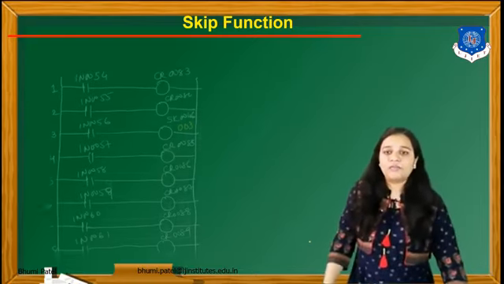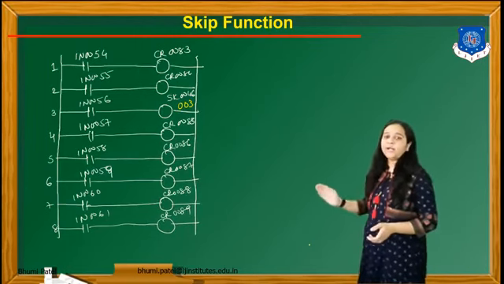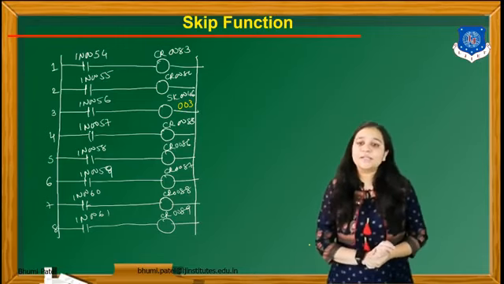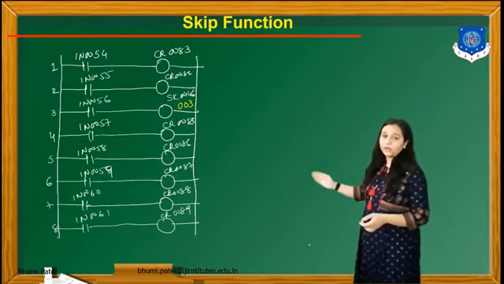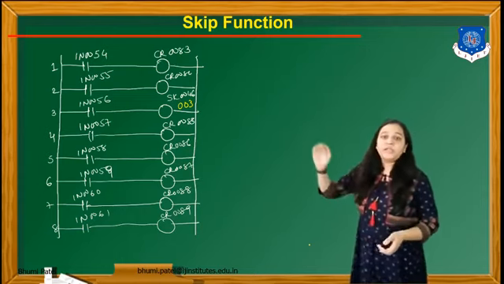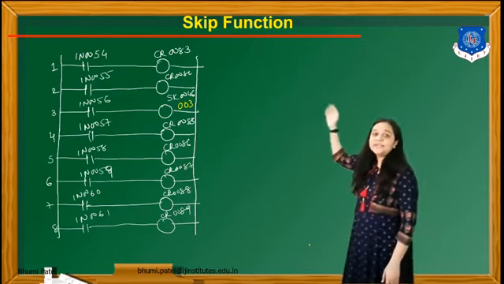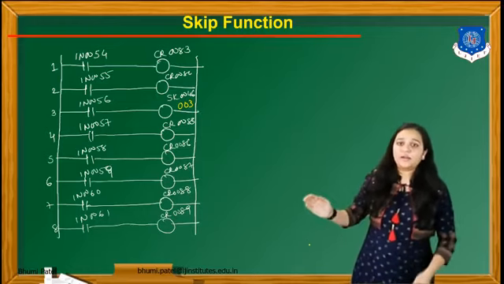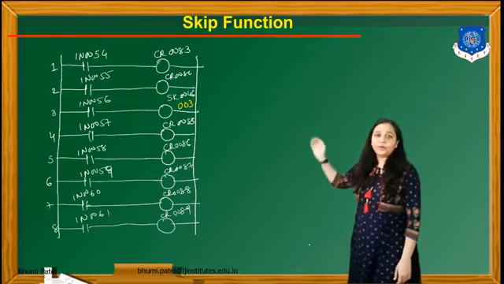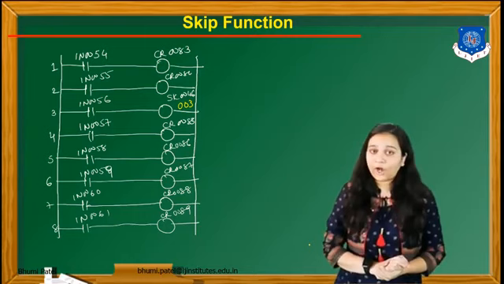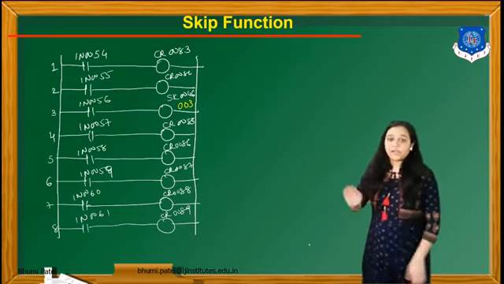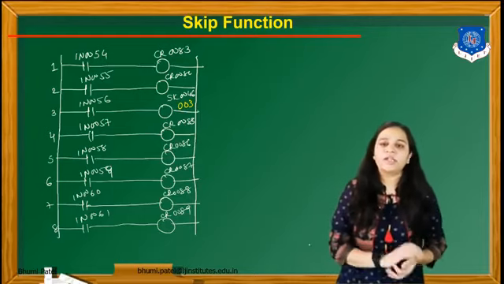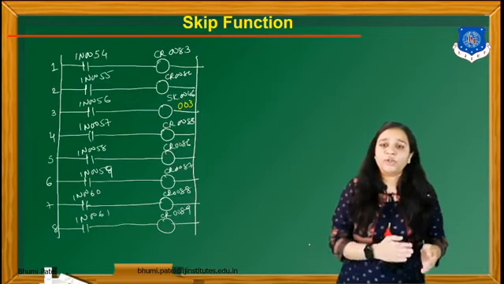So what is the skip function? This is a simple ladder diagram given for some plant or system. Here you can see a number of rungs. The first rung input is IN0054 and the output is CR0083. The second rung has IN0055 as input and CR0084 as the output of this system. Now the simple program is given. That means if input is given for this particular system, according to the input condition we can get the output.